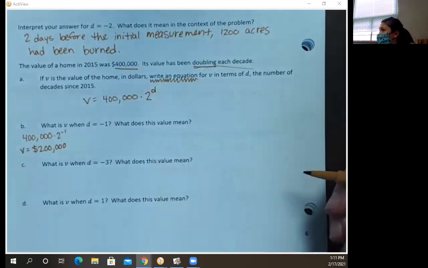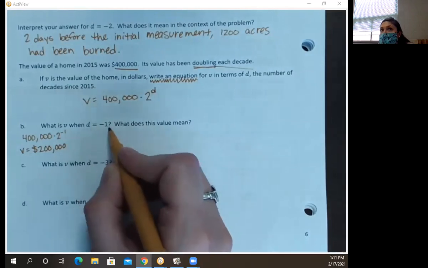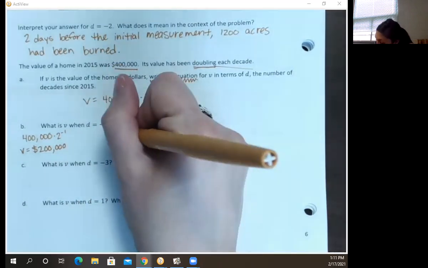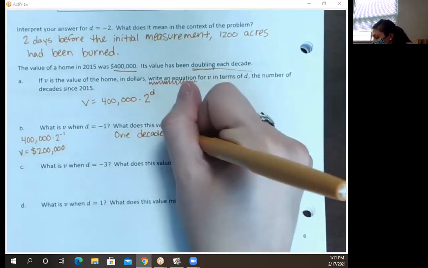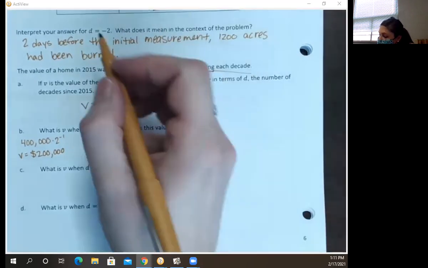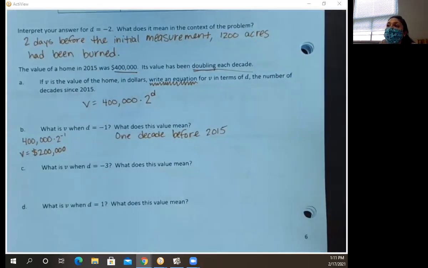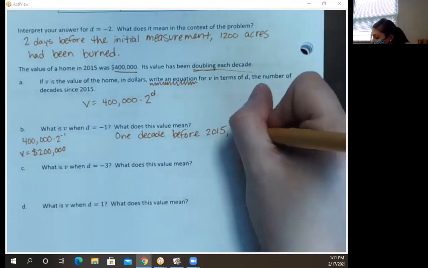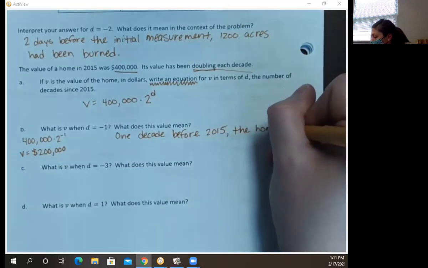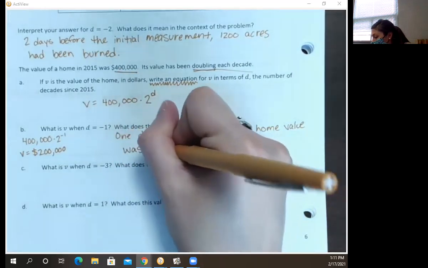This means, in the context of our problem, that 1 decade before, remember we're working in decades for this one, -1 would be 1 decade before 2015, because that's when we took our initial measurement. But you could say 1 decade ago, or you could say in 2005, since that would be 1 decade before 2015. 1 decade before 2015, the home value was $200,000.